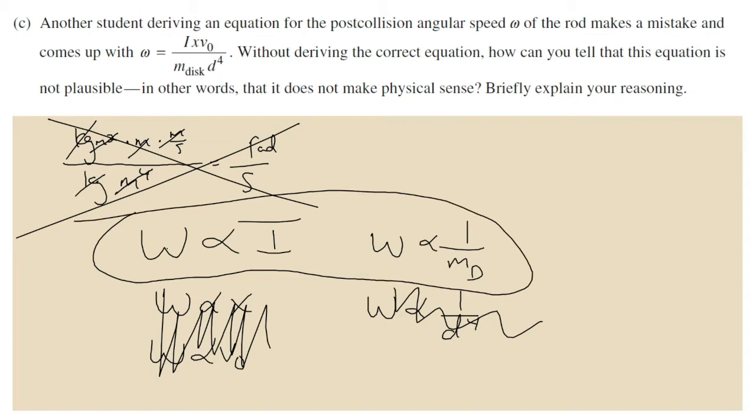This says the angular velocity gets bigger. The angular velocity of the rod gets bigger when the rod's rotational inertia is bigger. There's no way that could possibly be true. This equation also says when the disk has more mass, the angular velocity gets smaller. But as we said, when the disk has more mass, the angular momentum of the disk gets larger. That means it should exert a larger torque on the rod.